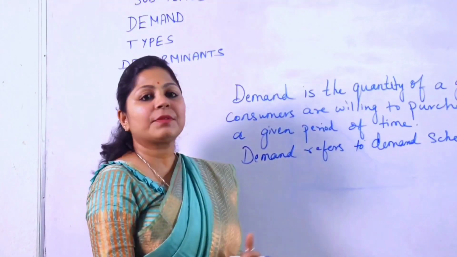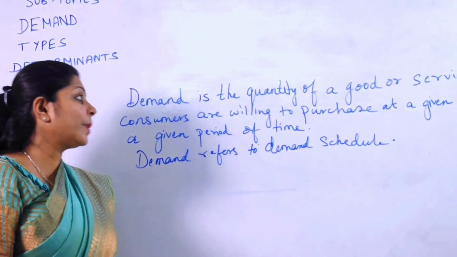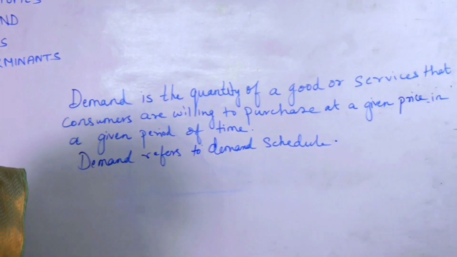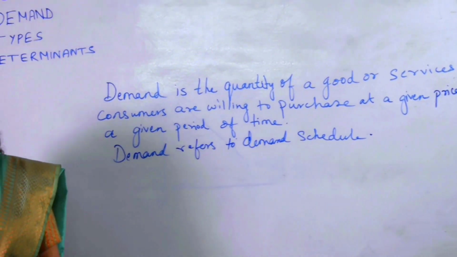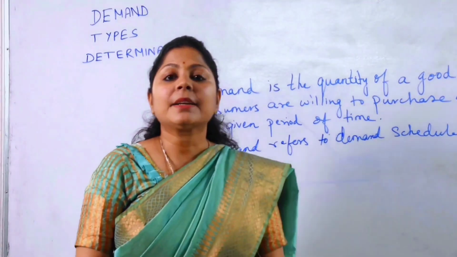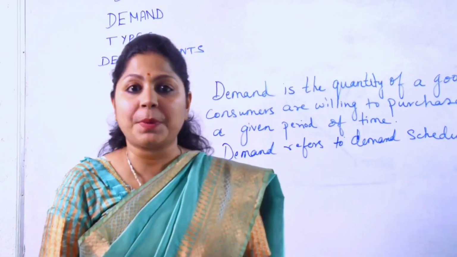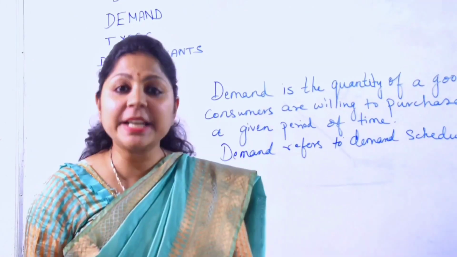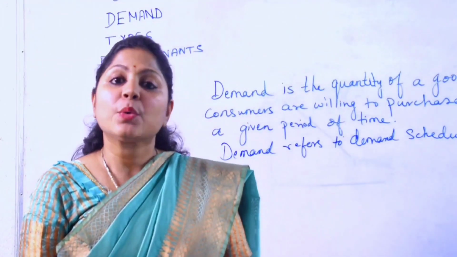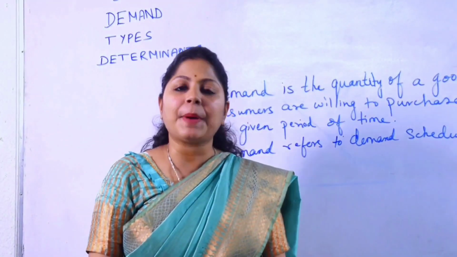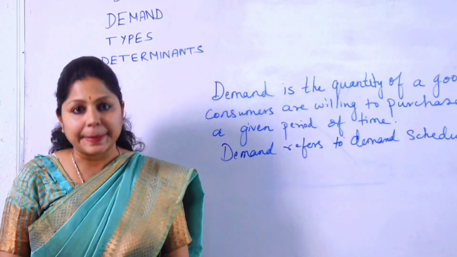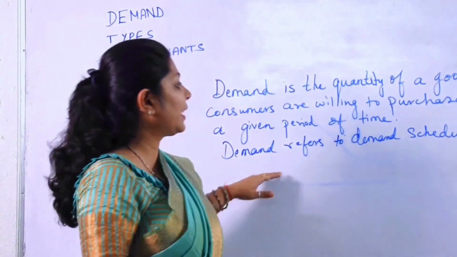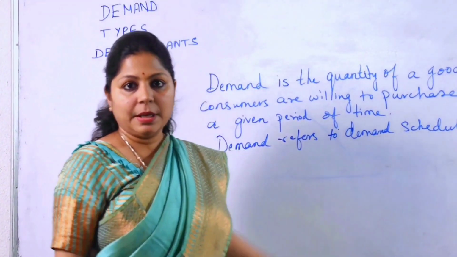Demand is the quantity of the good or service that a consumer is willing to purchase at a given price in a given period of time. That means that the consumer should have the willingness to purchase. They wish to purchase a particular commodity. They should have the ability to purchase a particular commodity, which is backed by purchasing power, in a given period of time. Now this can be explained with the help of a demand schedule.